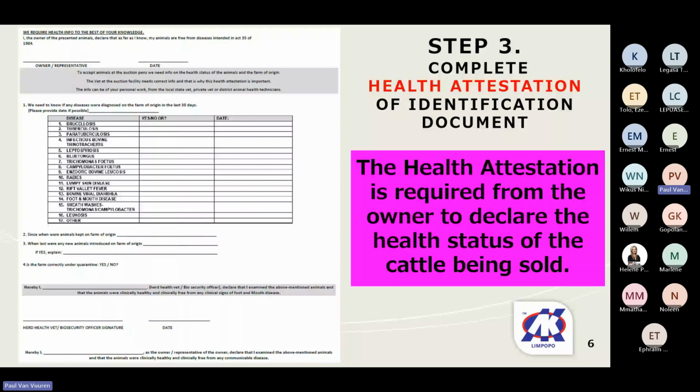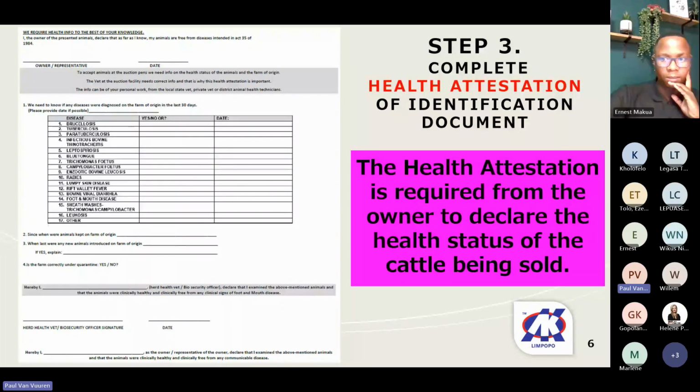You can see there the owner or a representative, the farm manager, can also fill it in, and the date. Then we go to the diseases. There's brucellosis, tuberculosis, and you can go on and on. And very important, at number 14, you'll see foot and mouth disease.